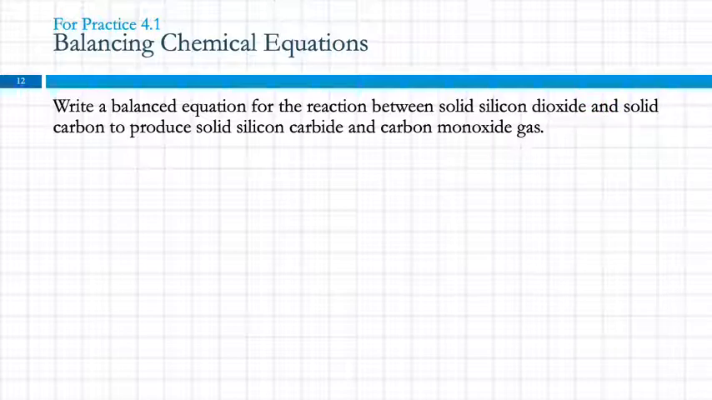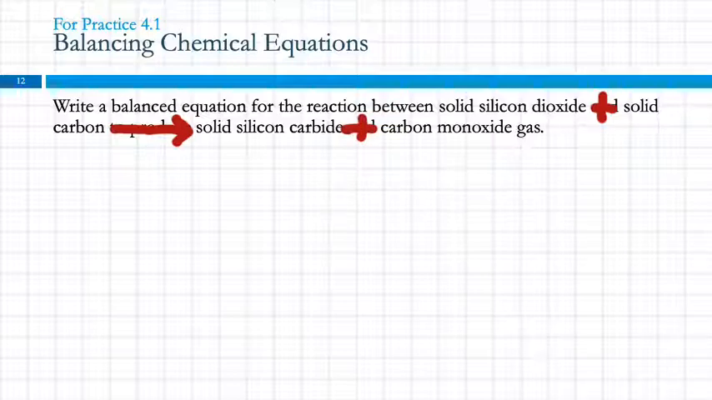Actually, let's do it this way. And is plus. To produce, that's the arrow. And this and is another plus.